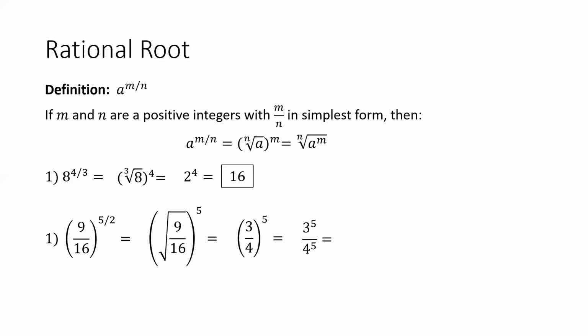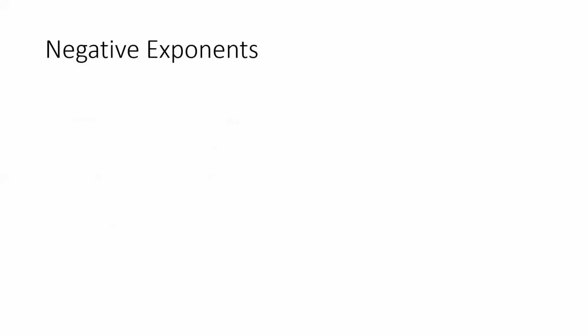Now I distribute that power to the top and the bottom, and I get 3 to the 5th over 4 to the 5th, which is technically equal again. And then 3 to the 5th is 243, 4 to the 5th is 1024. No, I don't have those answers memorized. I just would throw that into my calculator. 5th powers are a little bit tricky.